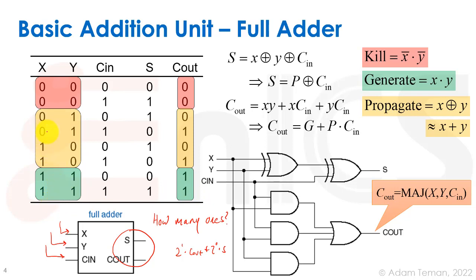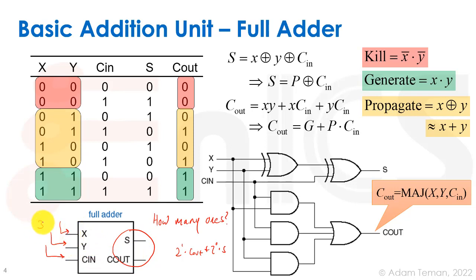Let's say we have 0, 1, 1. There are 2 ones over here. The output's going to have to be 2. So binary encoded, that's 1, 0. Okay, let's take another one. 1, 0, 1. How many ones are there at the input? There are 2 ones, so that's going to be 1, 0. 1, 0, 0. There's only one 1 at the input, so the output's going to be 0, 1. So C out S is just a binary encoding of how many bits there are at the input.